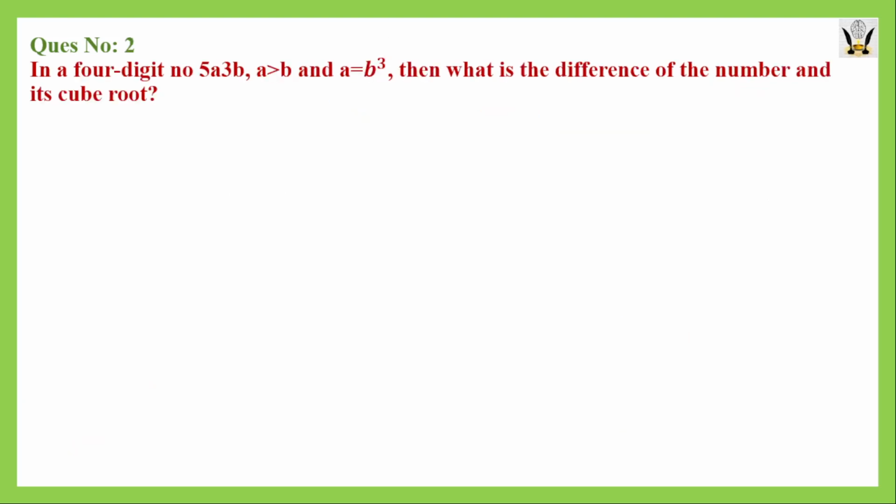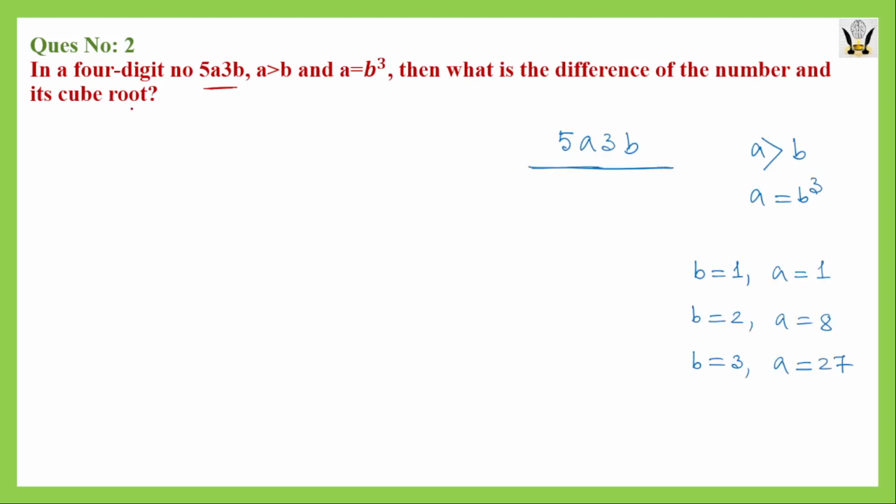Now the second one: in a 4-digit number which is given as 5A3B, we have two given conditions, where A is greater than B and A is equal to B cube. Then what is the difference of the number and its cube root? So 5A3B is the given number and these two are the conditions, based on which we need to find the difference of that given number and its cube root. Now since B and A are digits, their values could be from 0 to 9.